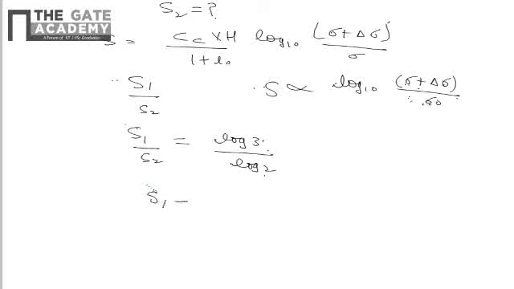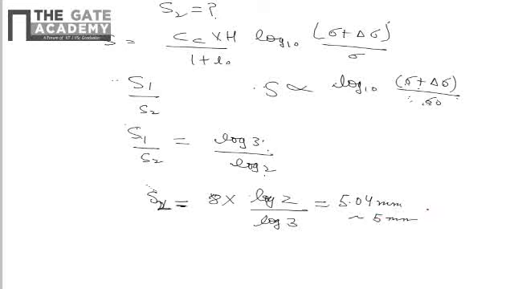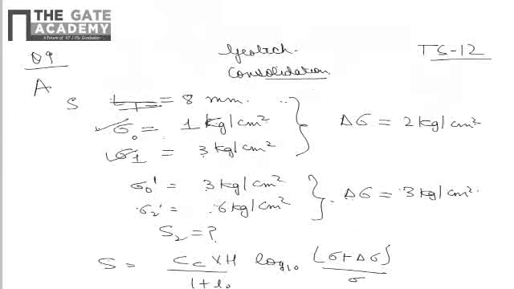S1 can be written as 8, and S2 we have to compute. That is 8 multiplied by log 2 is to log 3, which upon simplification comes out to be 5.04 mm, which is approximately 5 mm. So the correct answer for question number 9 comes out to be option A.